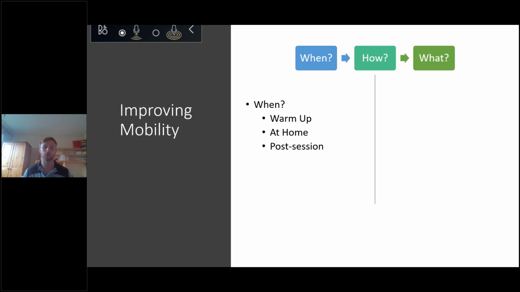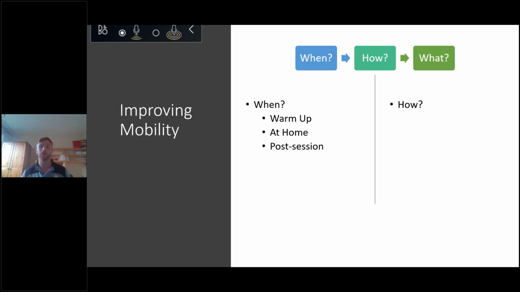And then post session as well. So after the session, maybe this is your more traditional static stretching. Although remember, if your sessions are going on to an hour and a half, potentially 2 hours, and athletes are wanting to go home, you may not get the quality that you want out of that post-session mobility. So it's really going to depend on what your athletes' ages are, how long your sessions are, what the setup of your individual constraints are, when that might be best placed.